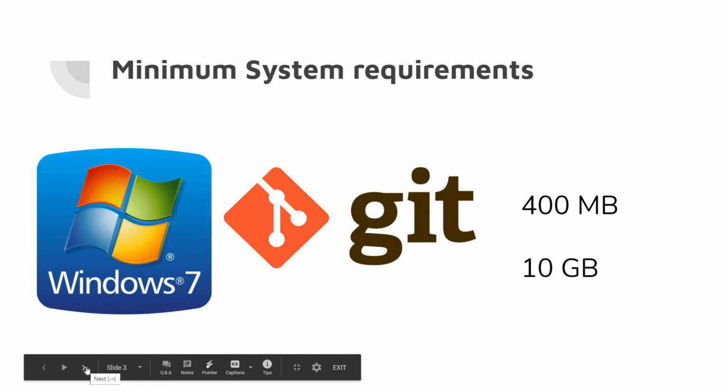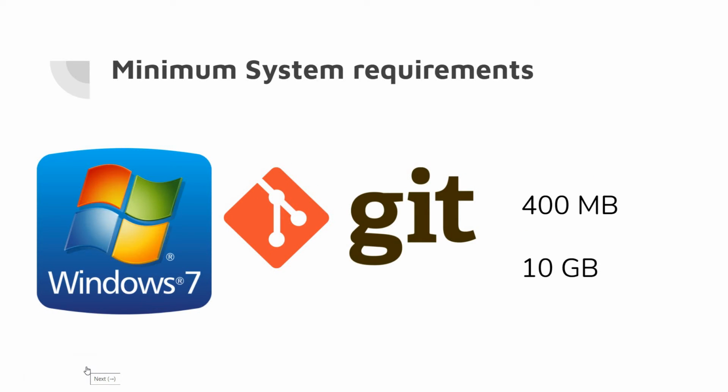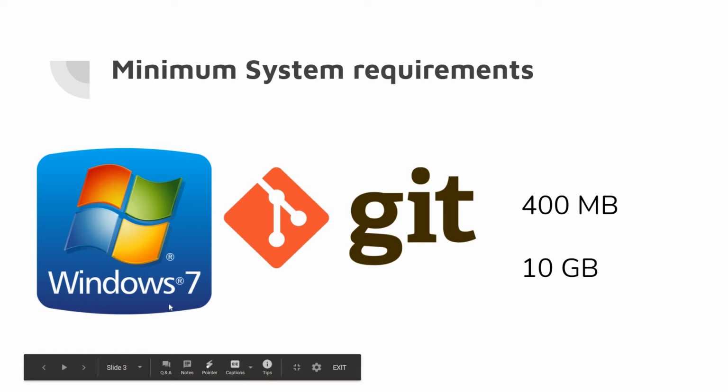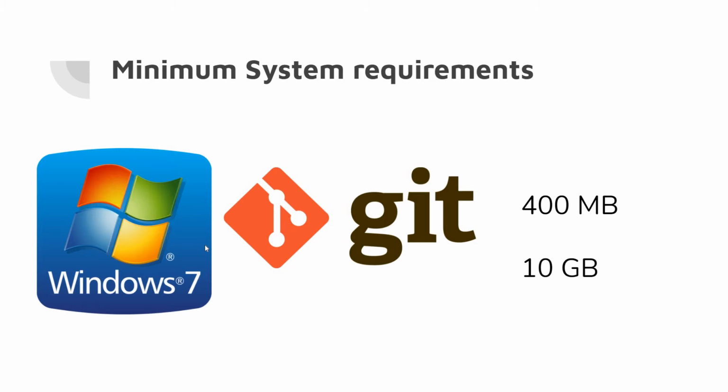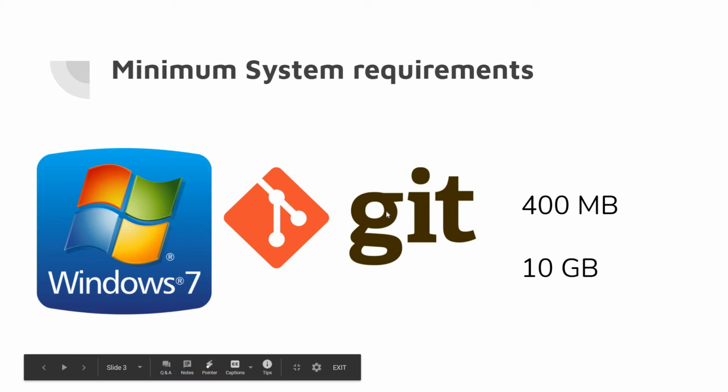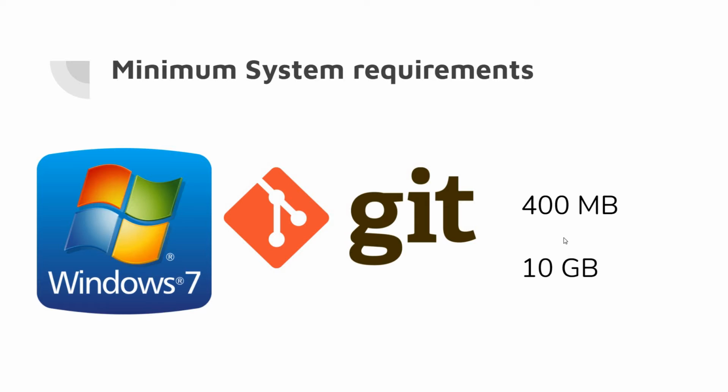The minimum system requirements are that we must have Windows 7 or a newer version, like Windows 8 and Windows 10. We need to have Git, and then we must have at least 400 MB and 10 GB. 400 MB is for the Flutter download, and 10 GB is for the emulator.